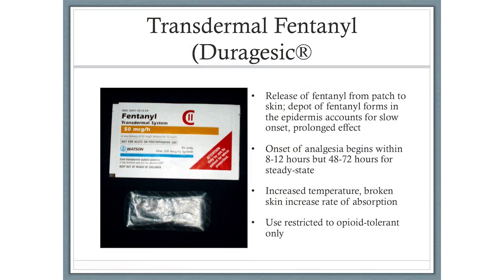So fentanyl: Duragesic is transdermal fentanyl, where the patch is applied to the skin and a depot of fentanyl forms in the epidermis, and this accounts for the slow onset and the prolonged effect. When the patch is applied, analgesia begins in about 8 hours or so, but it really takes a couple of days, sometimes 3 days, to reach steady state. And by the same token, when you take the patch off, you're going to still have that depot and that prolonged serum level of fentanyl.